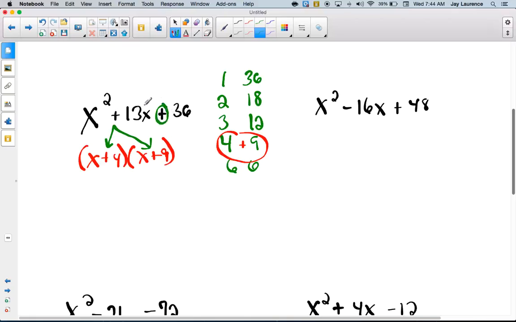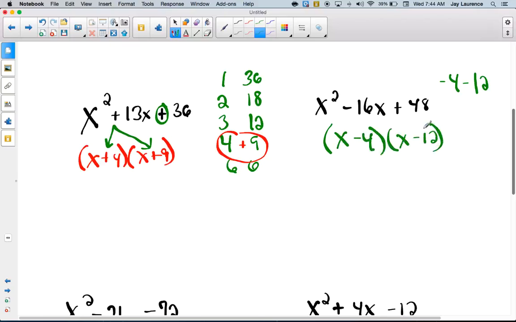All right, go ahead and pause the video and give this one a shot. If you're still watching, I assume you've tried it. Here's my thinking. I need two factors of 48 that add to get negative 16. Well, I know that negative 4 minus 12 is negative 16, and 4 times 12 is 48. See, I didn't even have to list all the factors if I learned them. So I'm going to have an x minus 4 and an x minus 12. And there you go. I'm done.